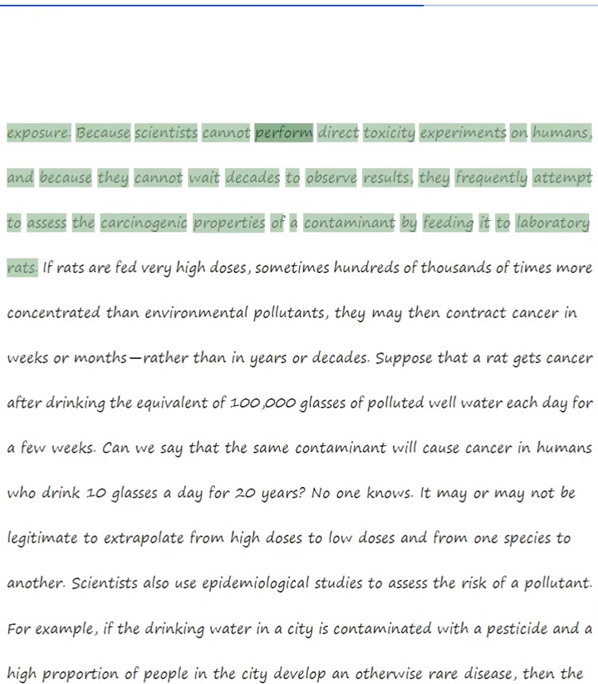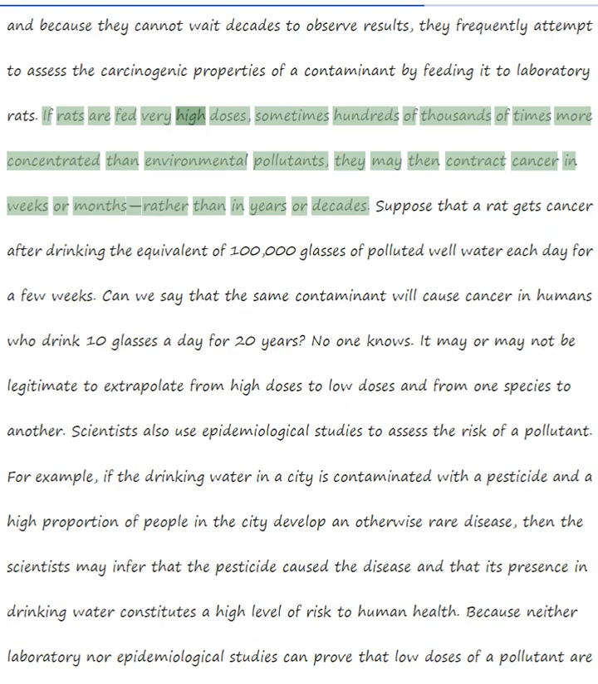Because scientists cannot perform direct toxicity experiments on humans, and because they cannot wait decades to observe results, they frequently attempt to assess the carcinogenic properties of a contaminant by feeding it to laboratory rats. If rats are fed very high doses, sometimes hundreds of thousands of times more concentrated than environmental pollutants, they may then contract cancer in weeks or months, rather than in years or decades.